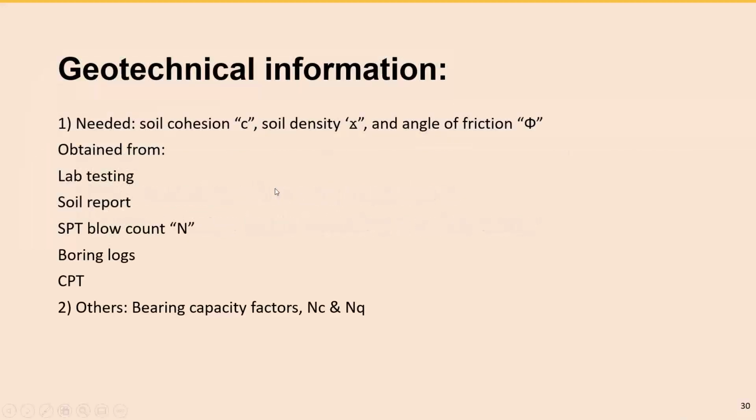Now, these soil parameters, you can get them from the soil report, or you can get them from lab testing.